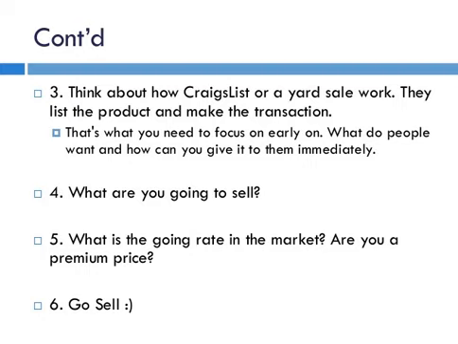Think about how Craigslist or a yard sale work. They list the product and make the transaction. It's that simple. Do that yourself. What are you offering? How much does it cost? That's what you need to focus on early. That's it. What are you offering? And what is it going to cost someone to get it? What do people want and how can you give it to them immediately? Why are there so many transactions that happen on Craigslist? Because you know exactly what you're going to get and you know how much it's going to cost.